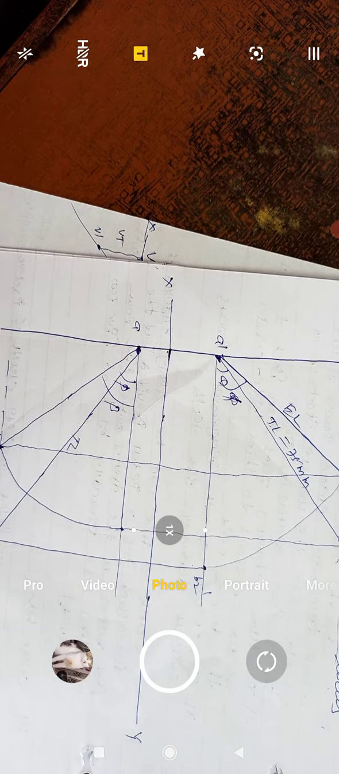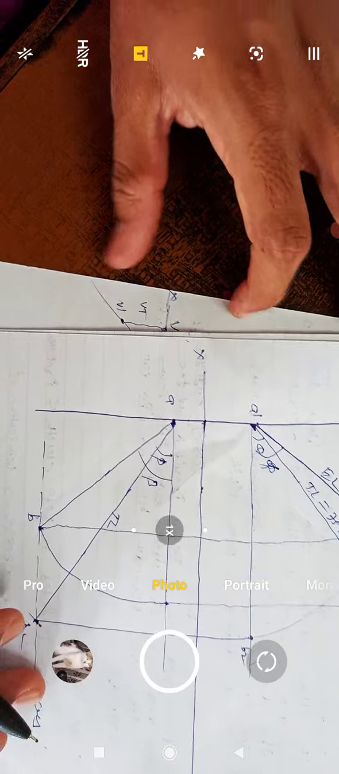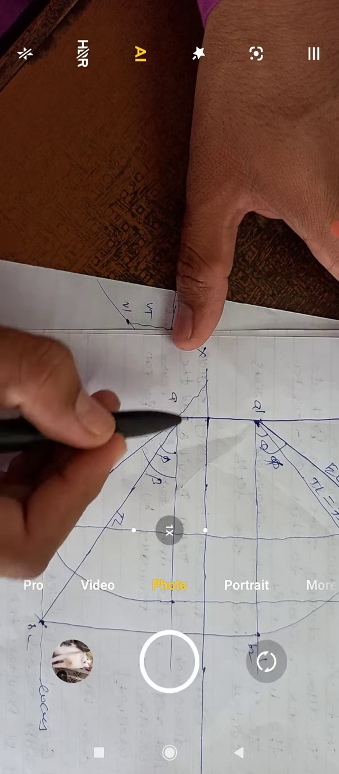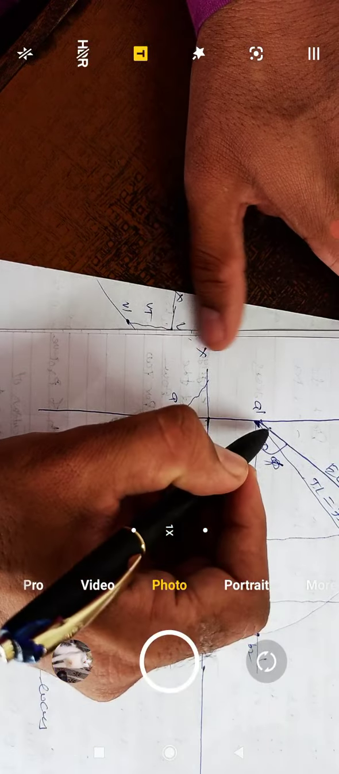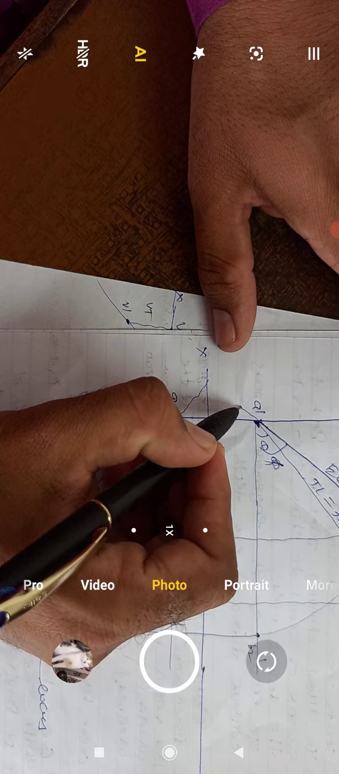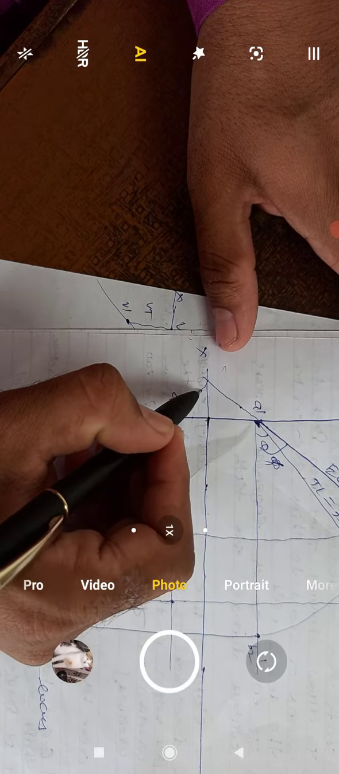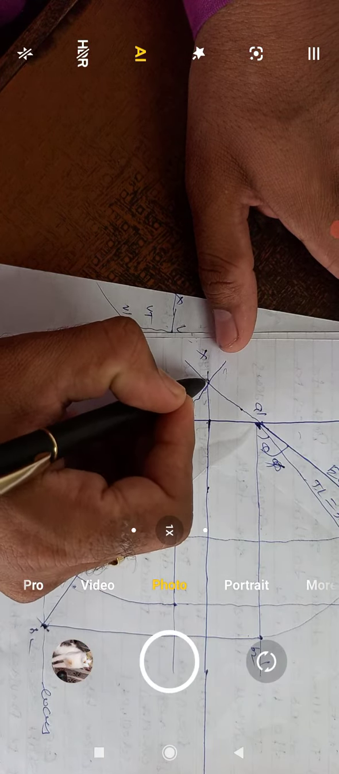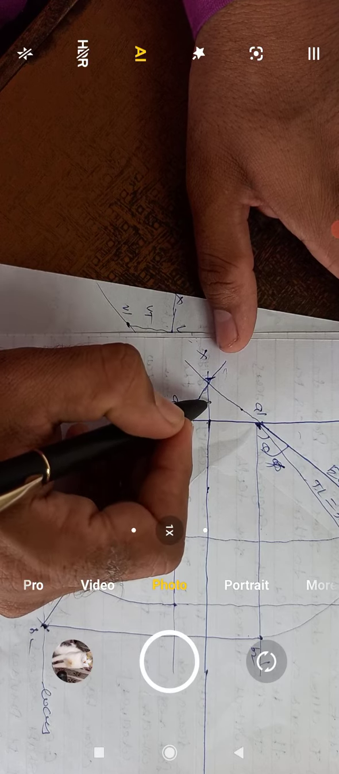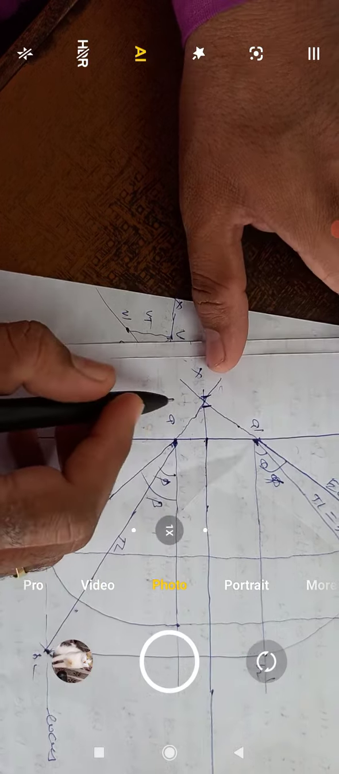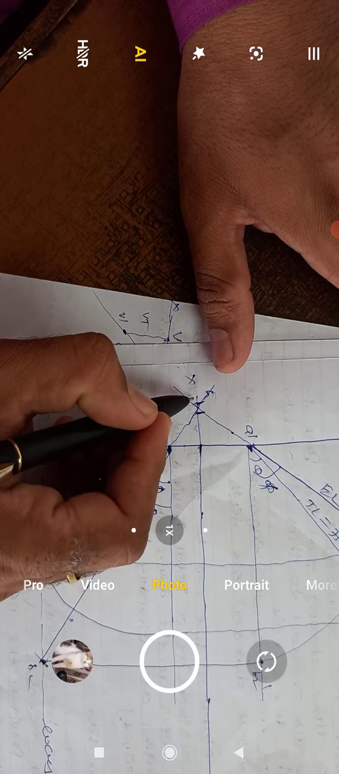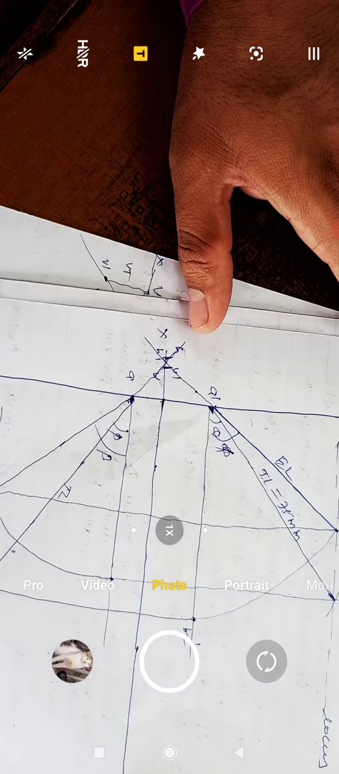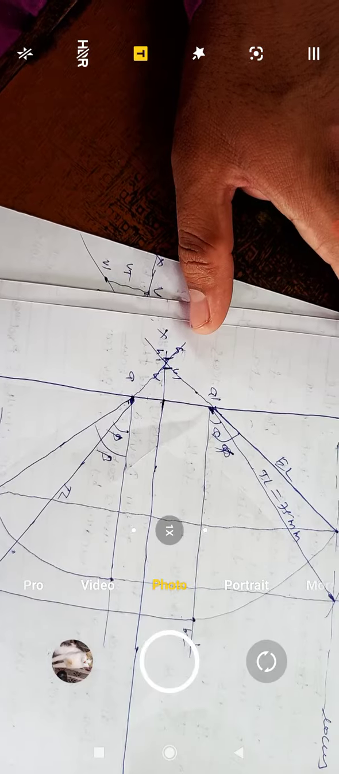Now we have to find out the traces. So extend EL and PL, which cut each other here. Okay, so from here draw a vertical, from here draw a vertical. So this is nothing but H dash, V dash, V. These are nothing but the traces.